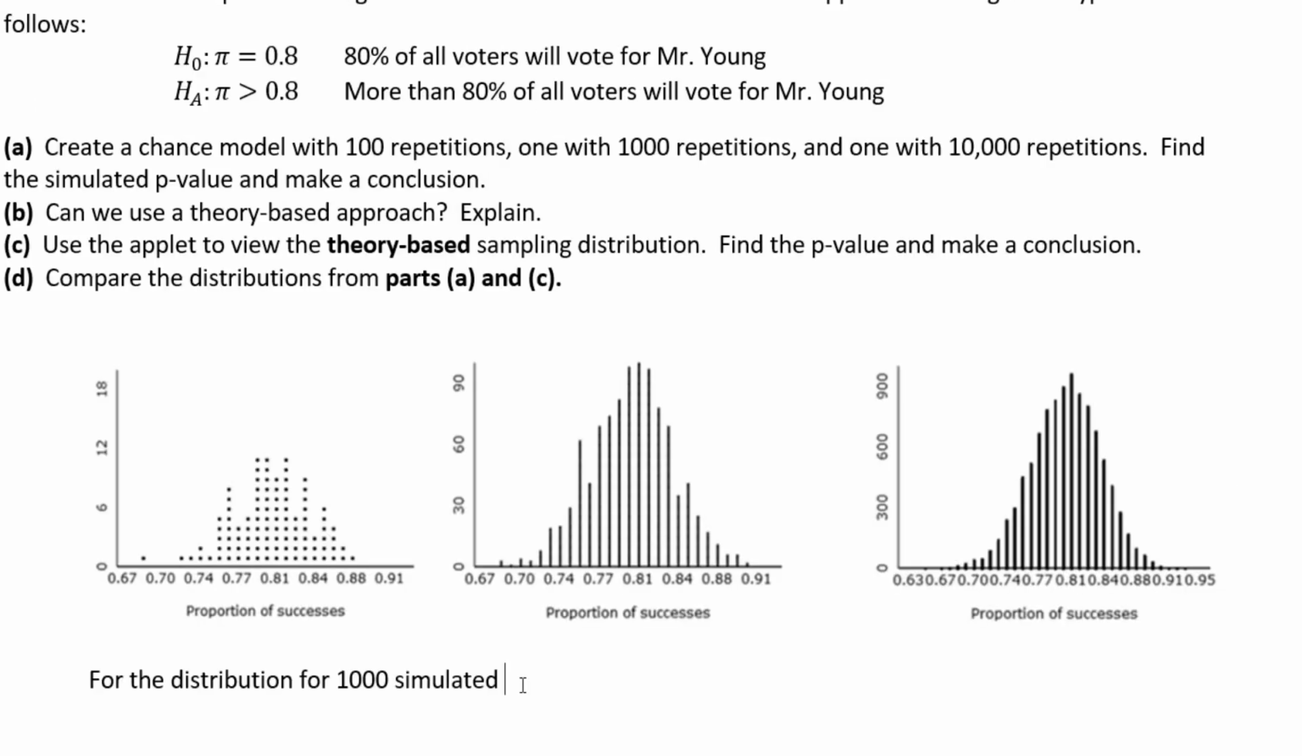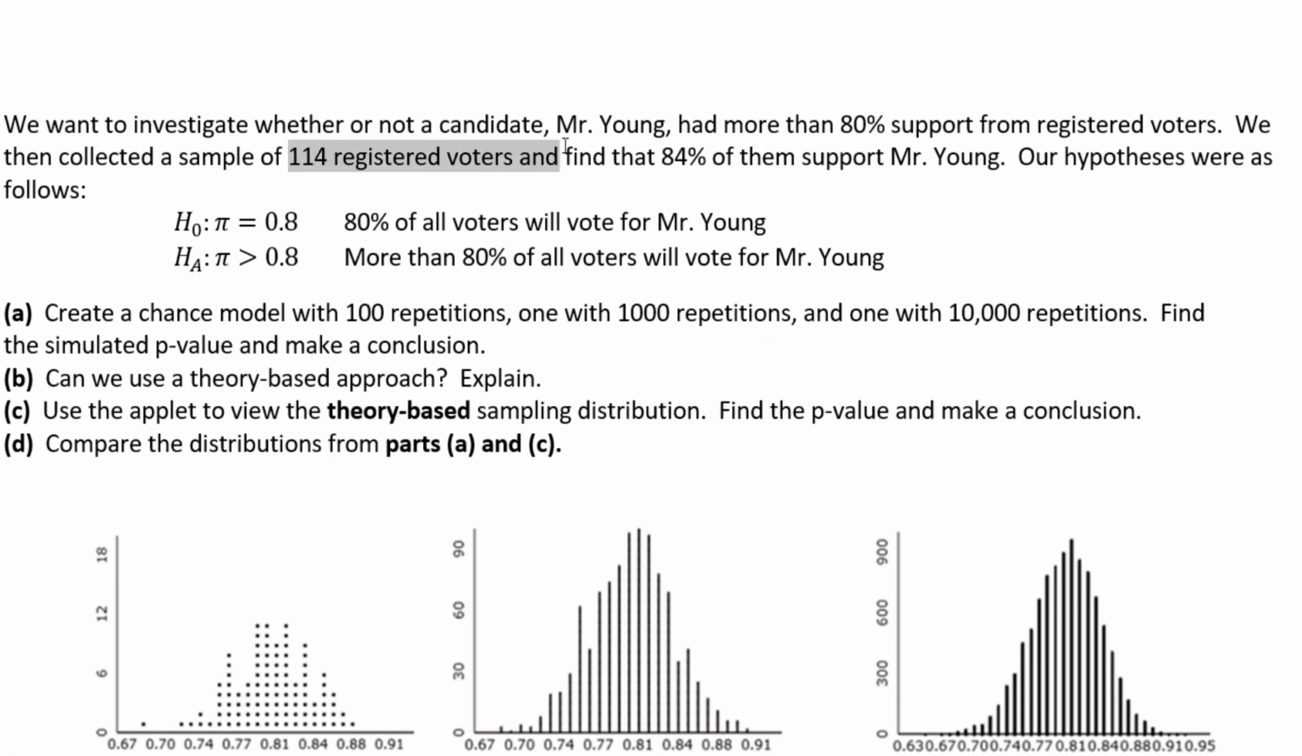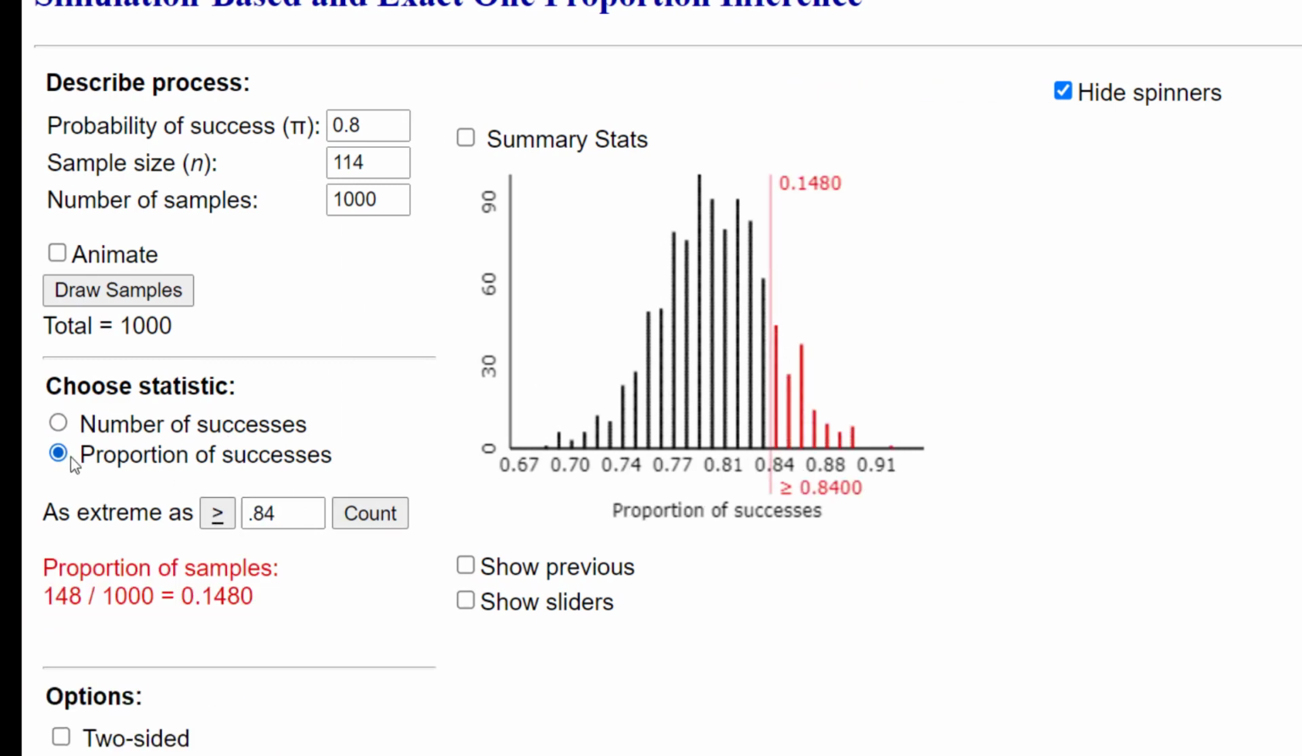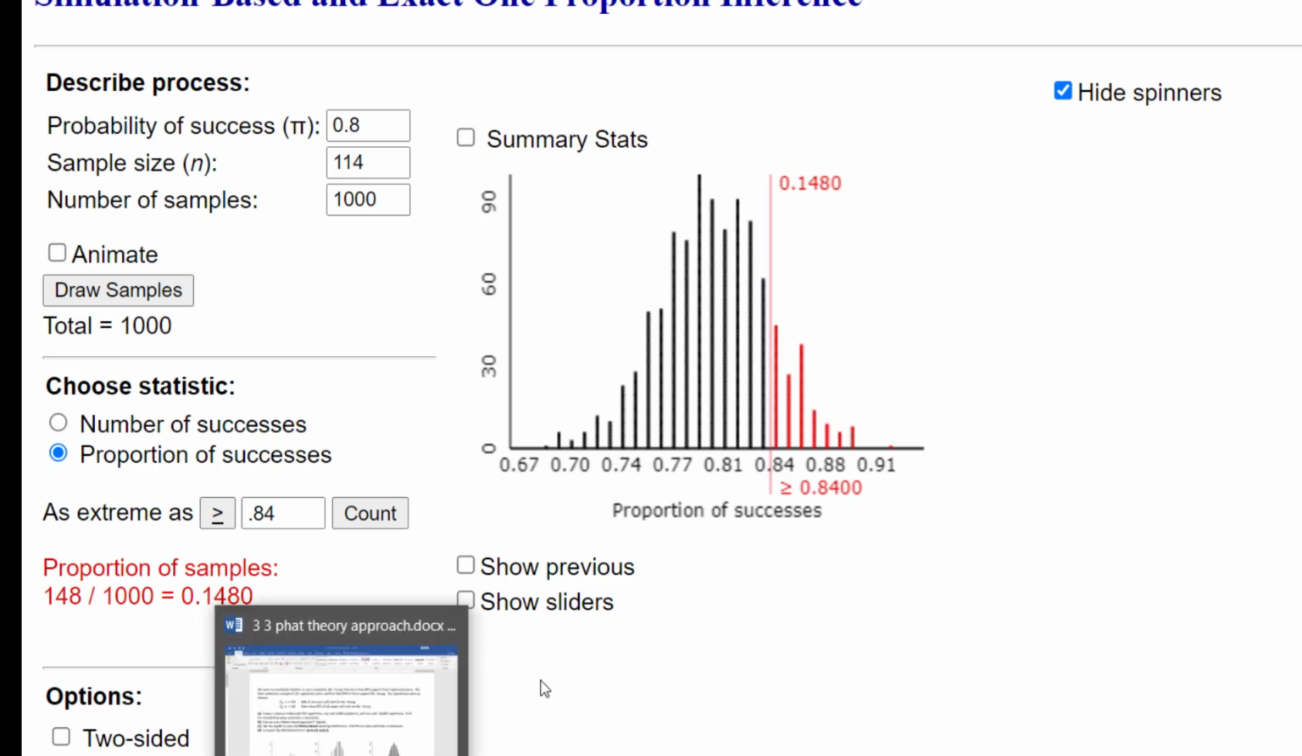Let's just find the p-value for one of these. Since I had entered the distribution of sample statistics with 1,000 simulated sample statistics, we can find the simulated p-value for that one. Remember, they said in the problem that when we collected our sample of 114 registered voters, we found that 84% of them supported the candidate. So in the applet, I can go down to "as extreme as," and on proportion of successes, making sure I have that selected, I put 0.84. I count samples that are greater than or equal to 0.84. It turns those samples red, those that are like my statistic or more extreme, those that are like 0.84 or higher, and you see them turned red in the distribution. Turns out there are 148 samples out of 1,000 total samples. The p-value is 0.148. That's the p-value from my simulation.